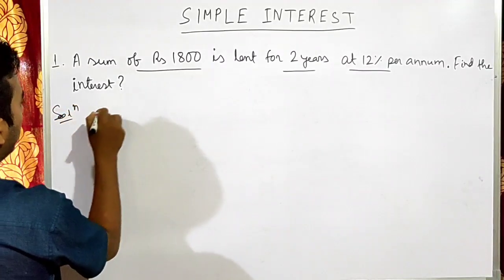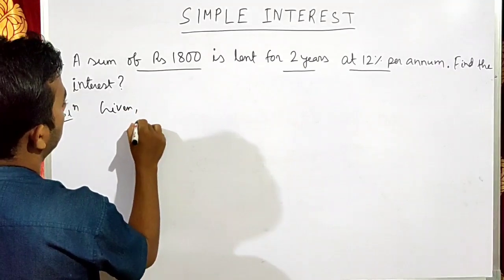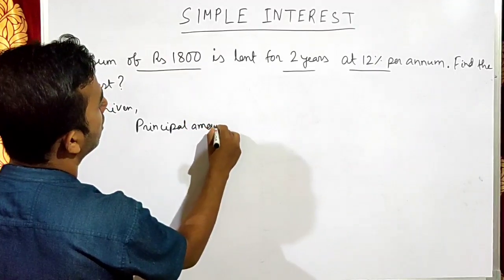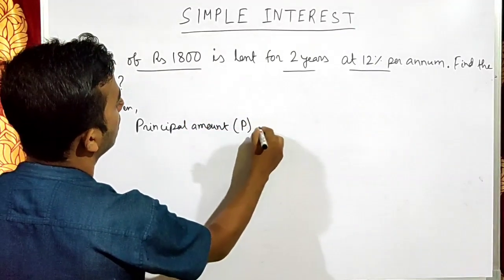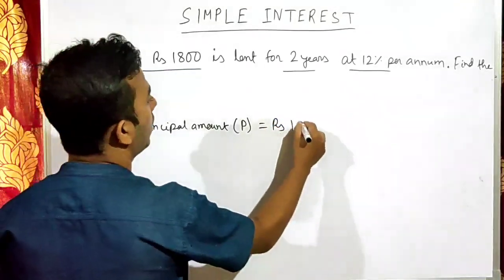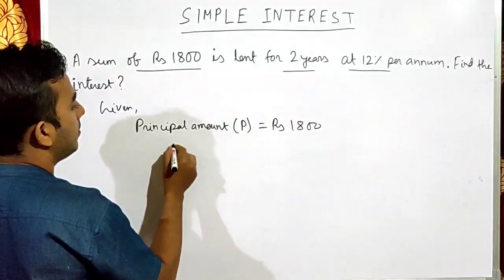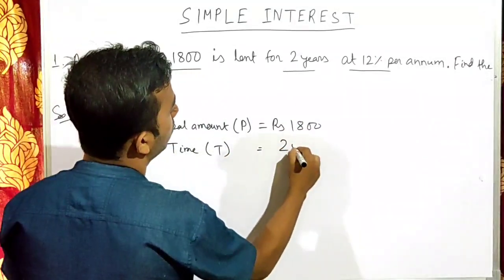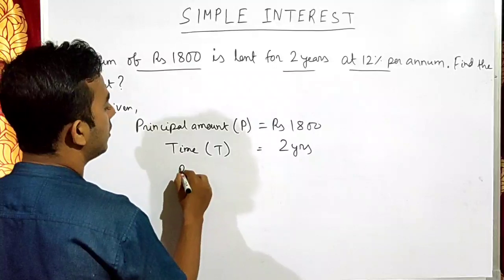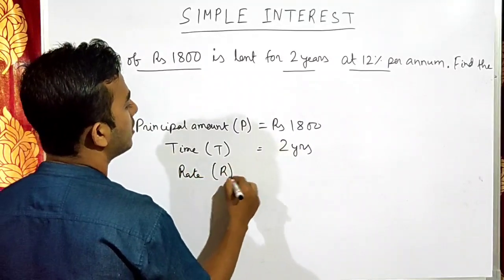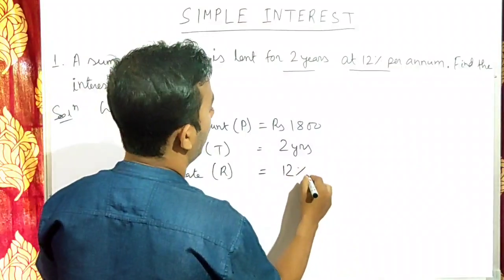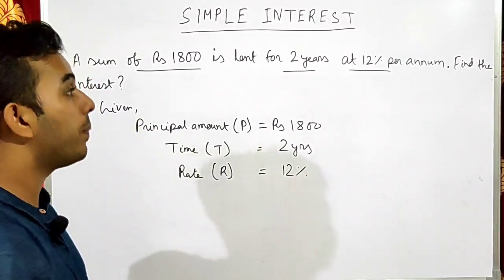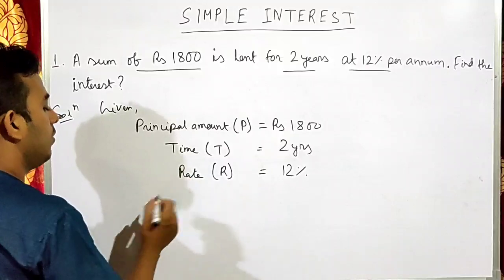We'll write the solution. Given: principal amount P equals rupees 1800. Time T equals 2 years. Then the rate, this rate is the main cause of all the problems. Rate of interest R equals 12%. Now we have to find the interest, so we will find the simple interest.